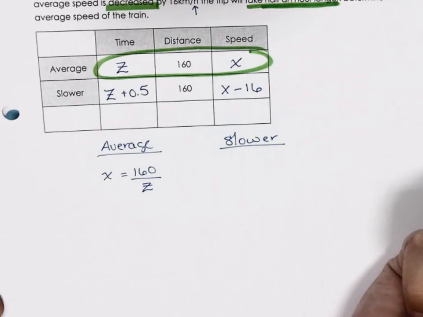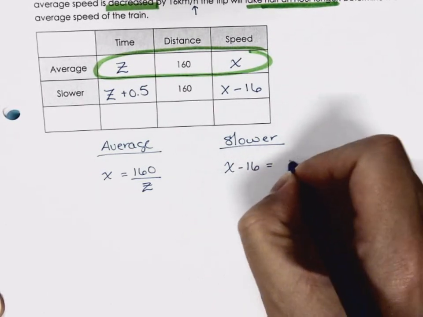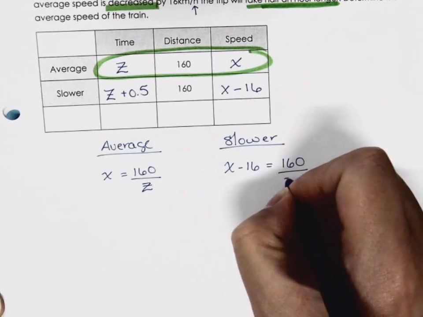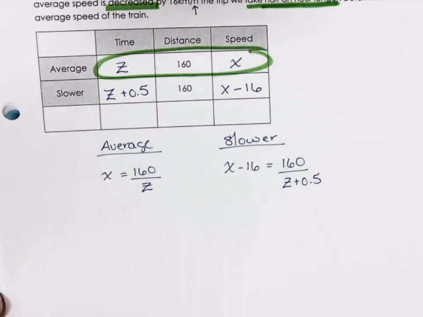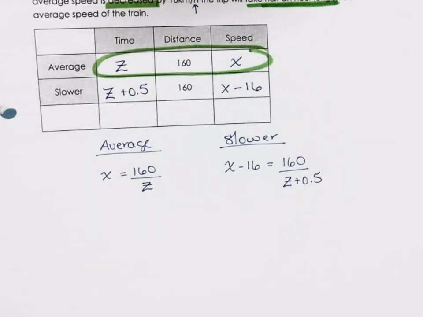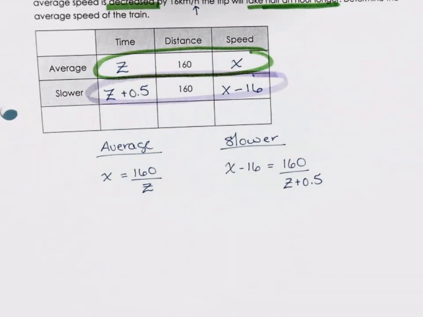X minus 16 equals 160 over z plus 1. And so all I'm doing there is using the second row of the table to create my second equation. All right, so now we're going to do a little bit of chapter 8 work, and we're going to solve a system.